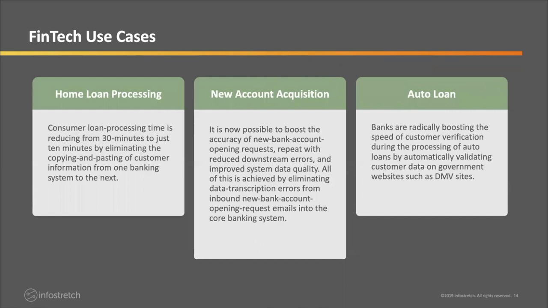New account acquisition is another part where you must have seen that there are a lot of error possibilities, right? Reducing these downstream errors and improving the system data quality can definitely be achieved by employing the right workflows in here. Auto loan is another aspect, and this is something we have worked on with one of our bank clients: integrating with external sites like DMV, for example, getting the data from DMV and creating that workflow in a smooth manner.